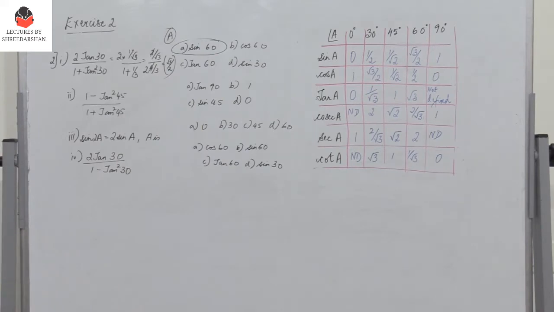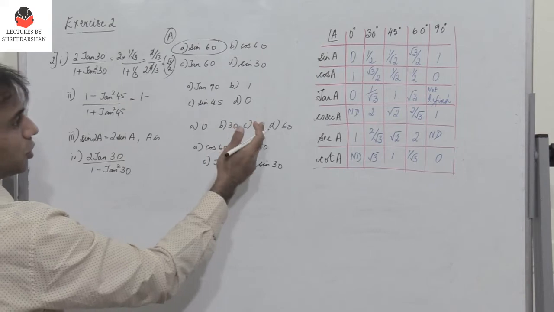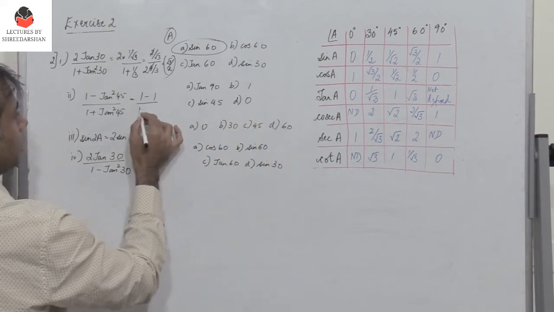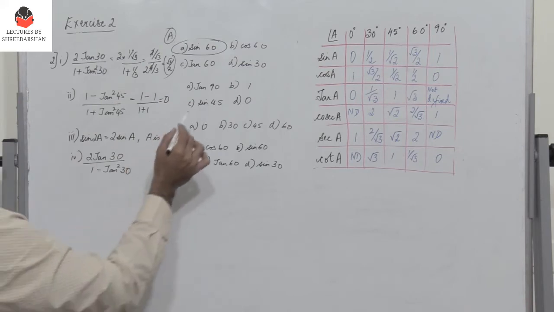So A is the answer. Right? So the next one, I have 1 minus tan square 45 divided by 1 plus tan square 45. Tan 45 is 1, so 1 minus 1 divided by 1 plus 1. So this is definitely 0. So the answer is D. Very simple.